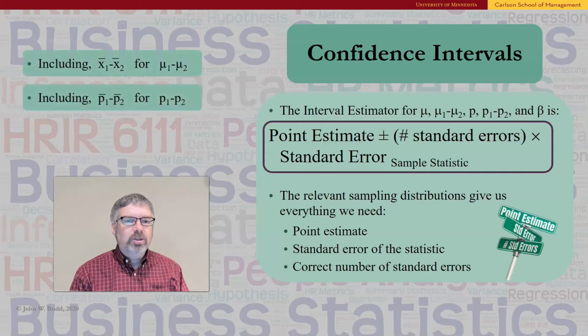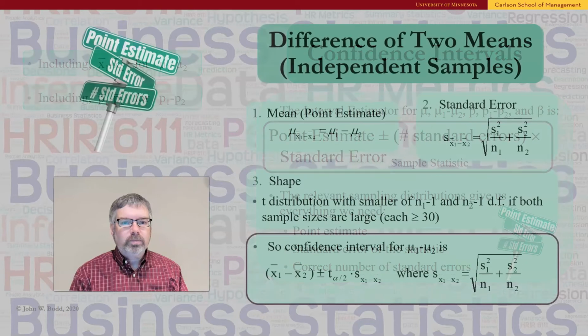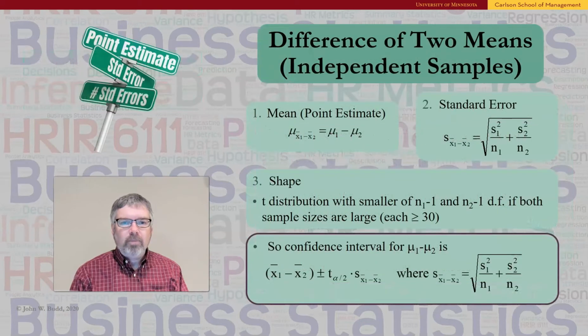This includes the sampling distribution of x bar 1 minus x bar 2, which contains the information we need to construct a confidence interval for mu1 minus mu2. It also includes the case where we know the sampling distribution of p1 bar minus p2 bar, and we can use that to construct a confidence interval for p1 minus p2. And so we need the sampling distributions.